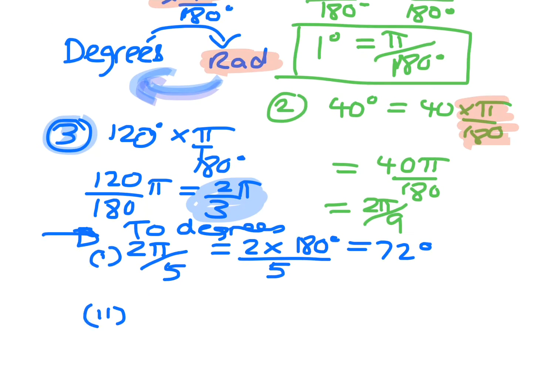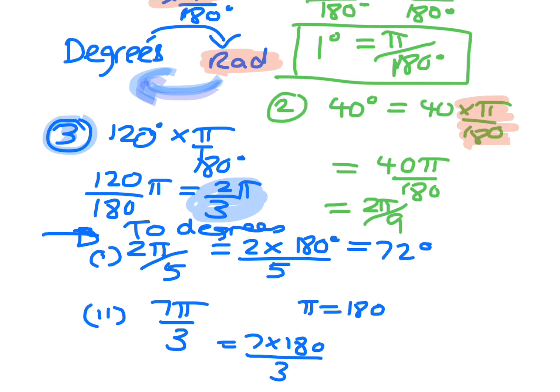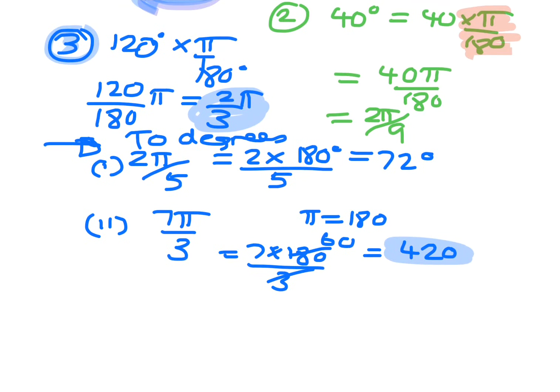Okay. But what if I had 7 pi on 3? So pi is 180. So you just got to go 7 times 180 on 3. 3 into 180 is actually 60. 7 sixties are 420. Okay.